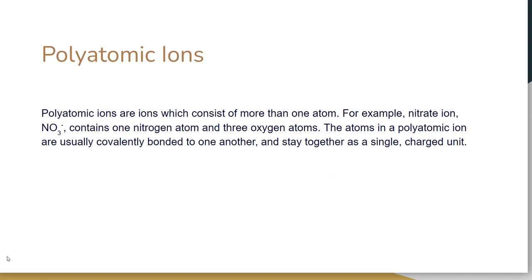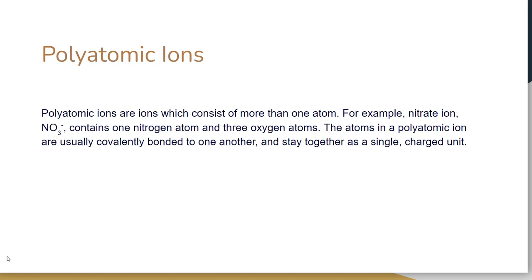Polyatomic ions, on the other hand, consist of more than one atom. For example, the nitrate ion, NO3 with a -1 charge, contains 1 nitrogen atom and 3 oxygen atoms. The atoms in a polyatomic ion are usually covalently bonded and stay together as a single charged unit, which is kind of nice.